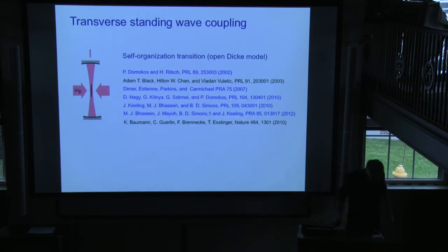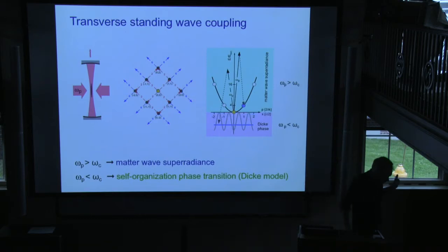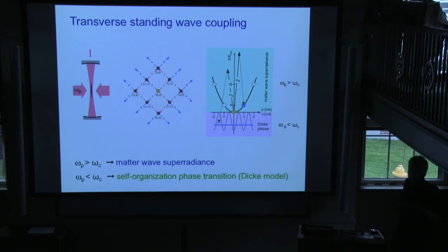Okay, so now let's go to the transfers, standing wave coupling, and a lot has been said about that by many people. I'm not able to note all the people who've contributed here, especially on the theory side. There are many interesting theory papers about the system. In this case, you have heard already a few times that there's a self-organization transition, and in some parameter space, this is a simulation or an emulation, if you want, of the open Dicke model, close to the self-organization phase transition. And how does that come about?